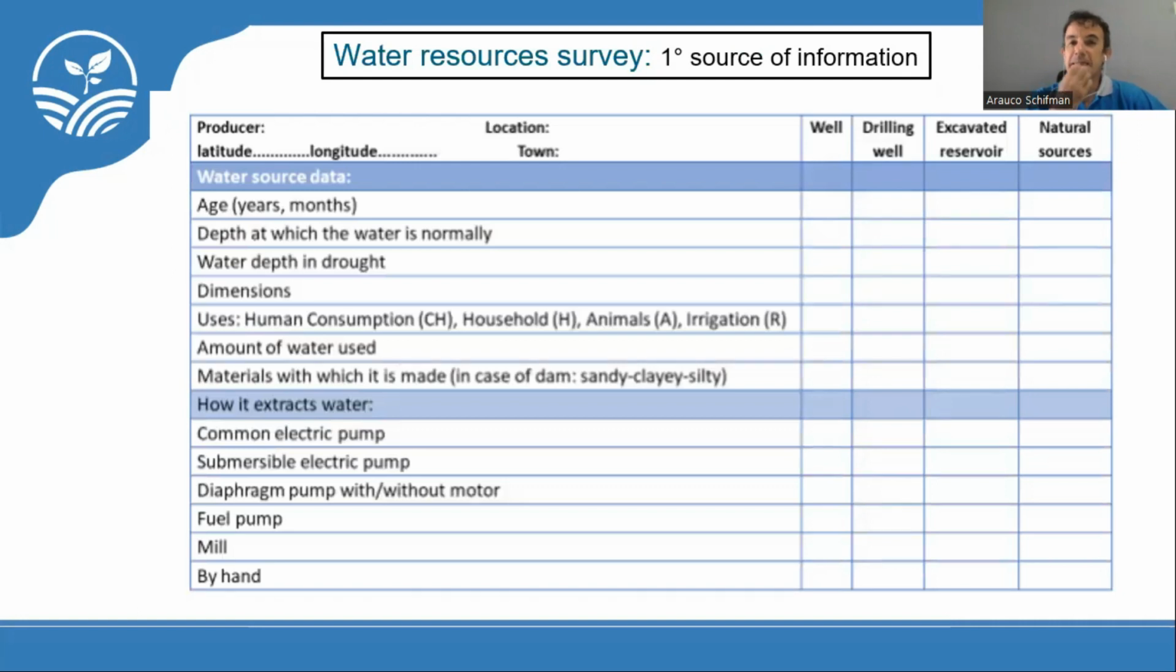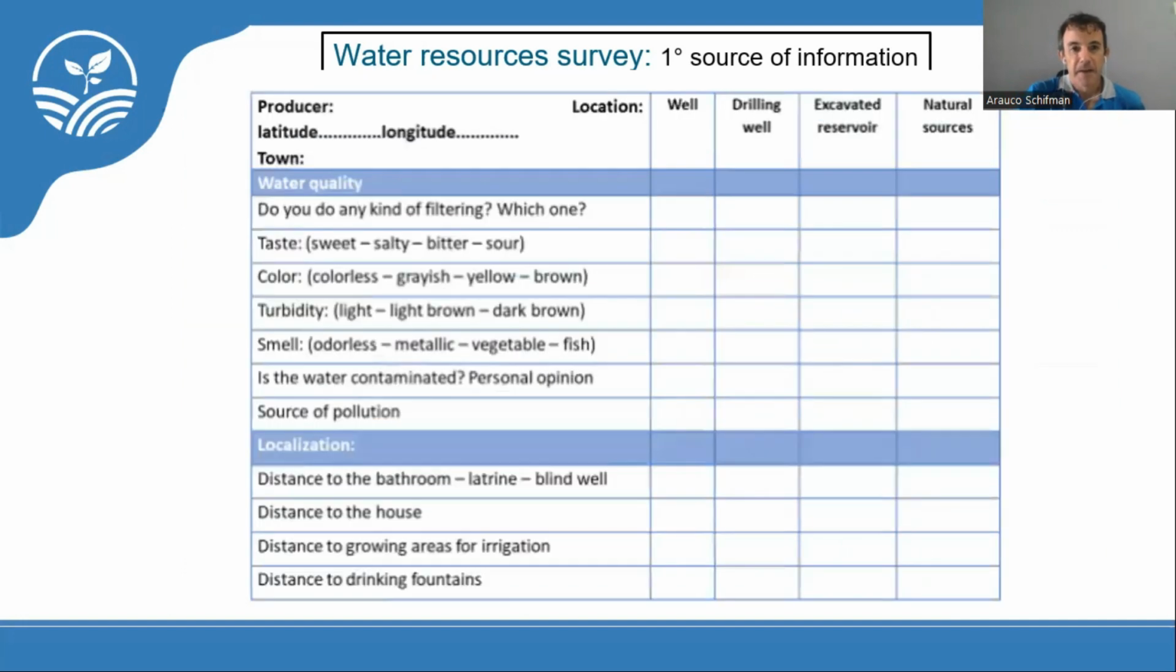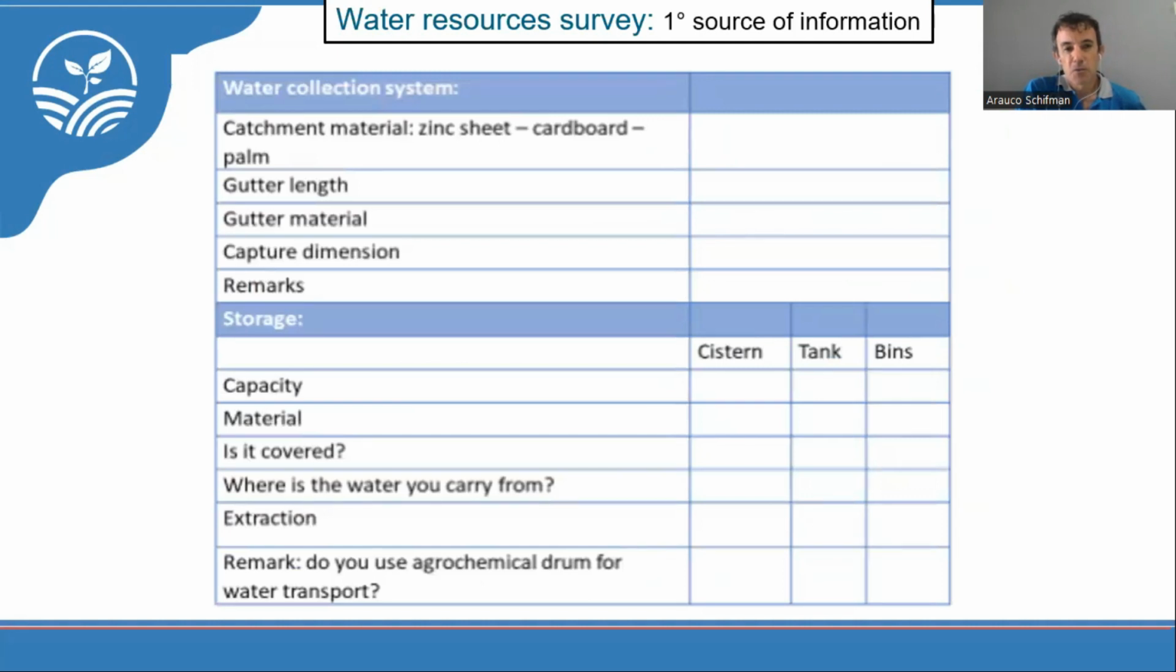When we need to know the water that is needed in some place, we need to do a survey. This is the first source of information. When we talk to the people, they say, well, I have this pump, I have this excavation. The people talk to the technicians in order to know the water capacity and the possibilities for storing water. The same applies to quality: how is the water that the people have? And the localization of the water, the distance to the bathroom, the distance to growing areas, etc. So we can do a project to fund a water system for farmers.